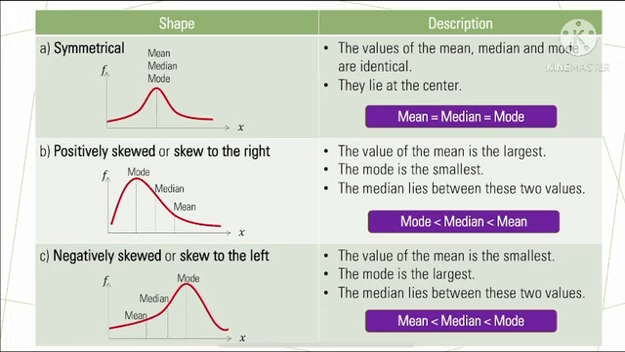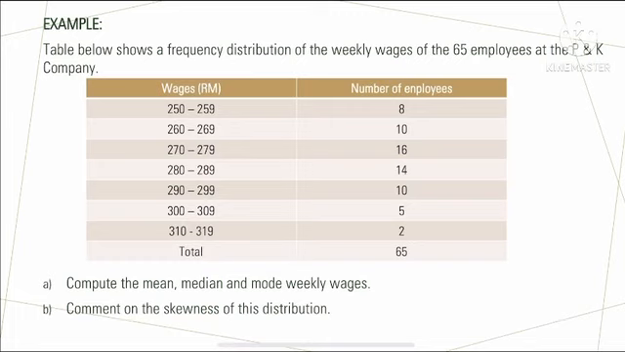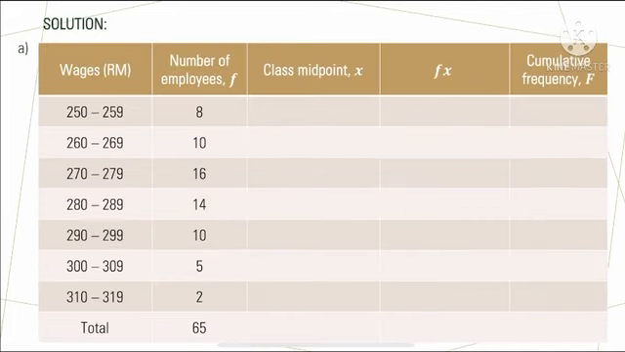The third type is negatively skewed or skewed to the left. From the shape of the graph, we know that the mean is the smallest, the mode is the largest, and the median lies between these two values. In this example, we want to find the mean, median, and mode, and then determine its shape. We have to complete this table first in order to find the mean, median, and mode.